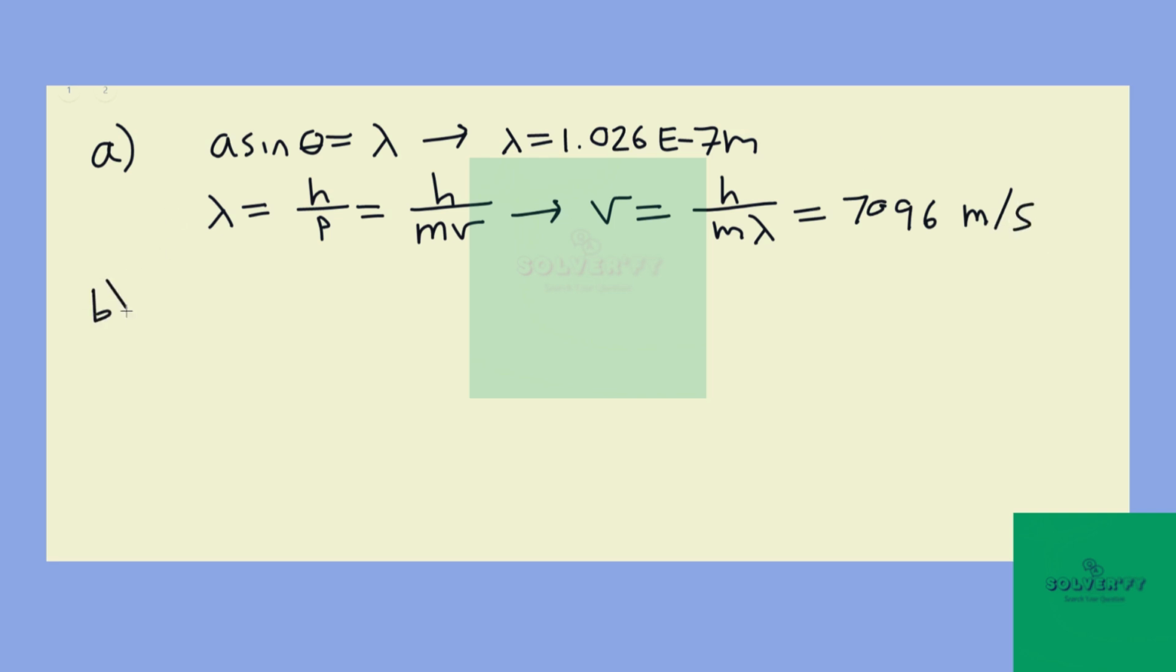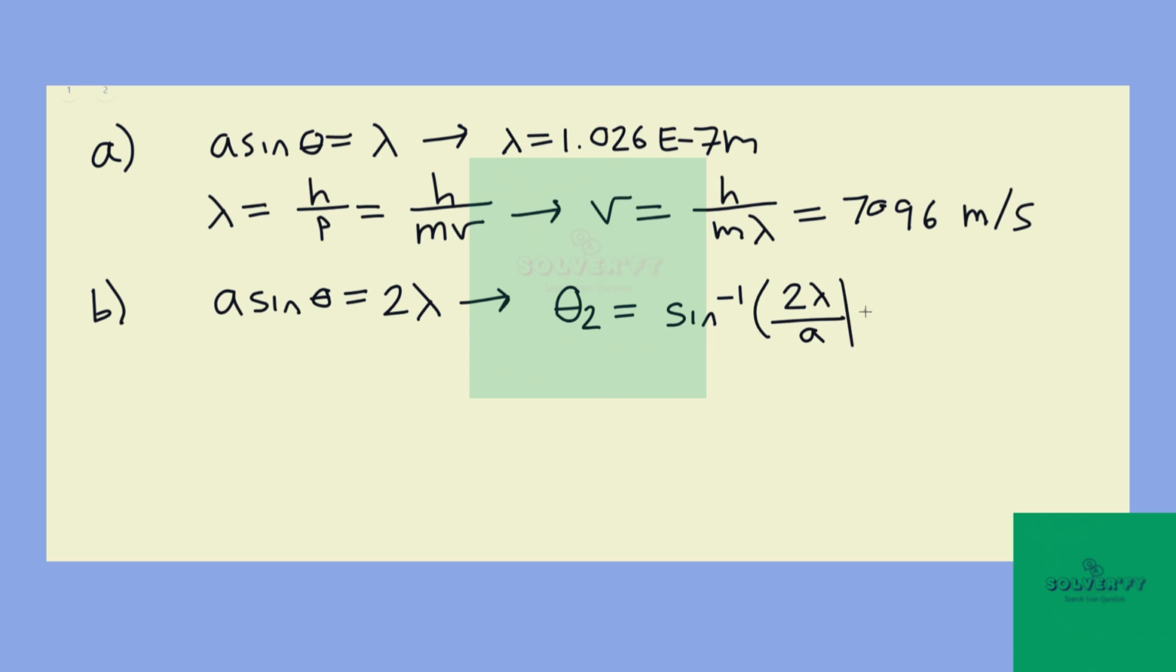Now for part B, we're asked to find the theta to the second minimum. So we can once again use the single slit interference equation, except now n is equal to 2. So we have 2 lambda instead of simply lambda. Now that we know what lambda is, we can simply isolate theta. This will be our theta 2, which comes out to be an arc sine of 2 lambda over a. Plugging in numbers, we have about 43 degrees.